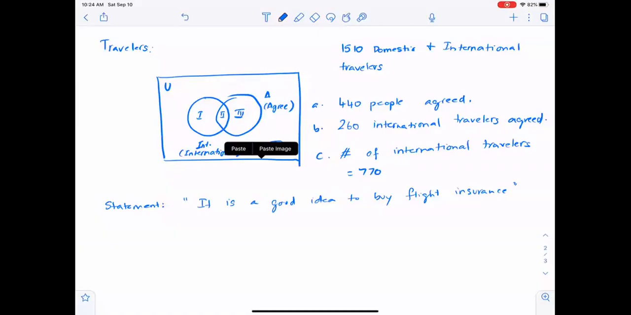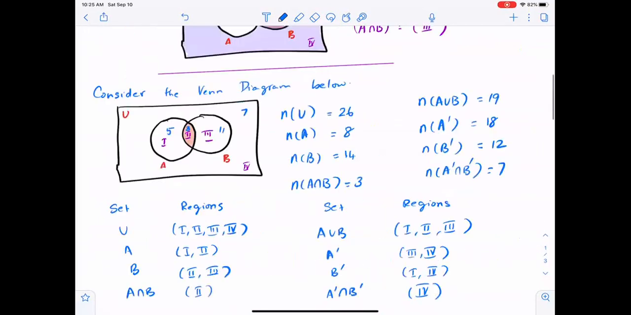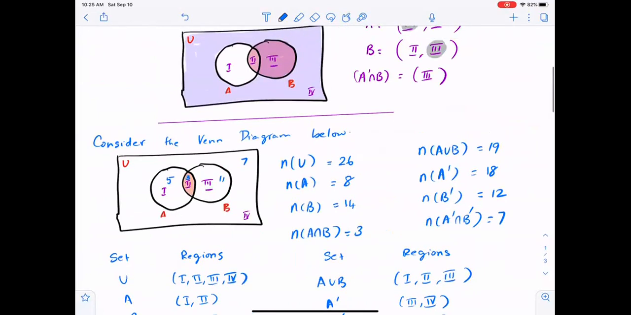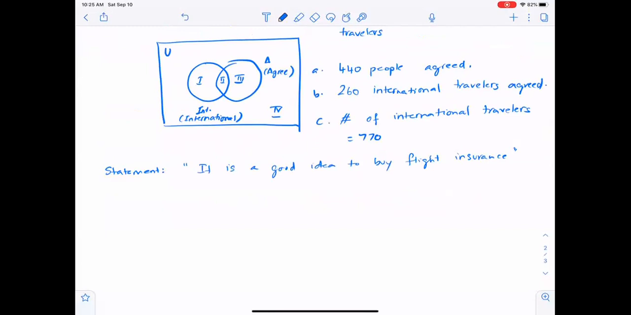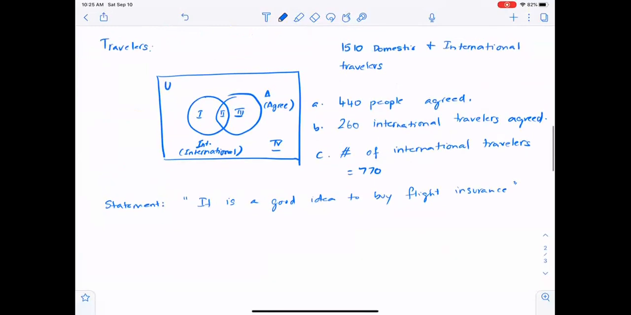So before we start answering the two problems, we are going to summarize the sets, the corresponding regions, and the cardinality for each of them, just like the previous problem. In the previous problem, I gave you the counts. Here, we are going to come up with the sets, the regions corresponding to the sets, and the counts.